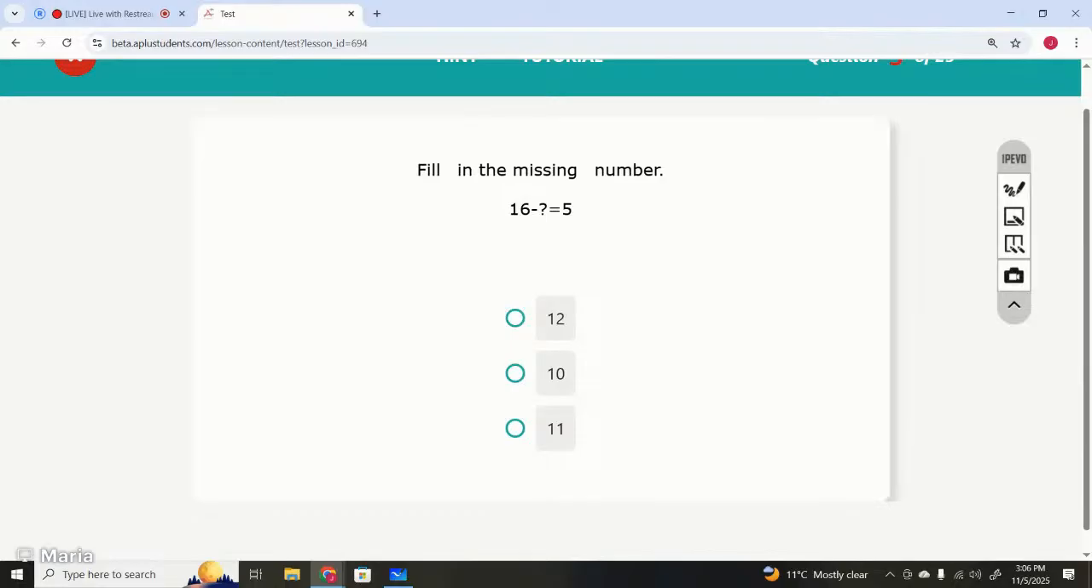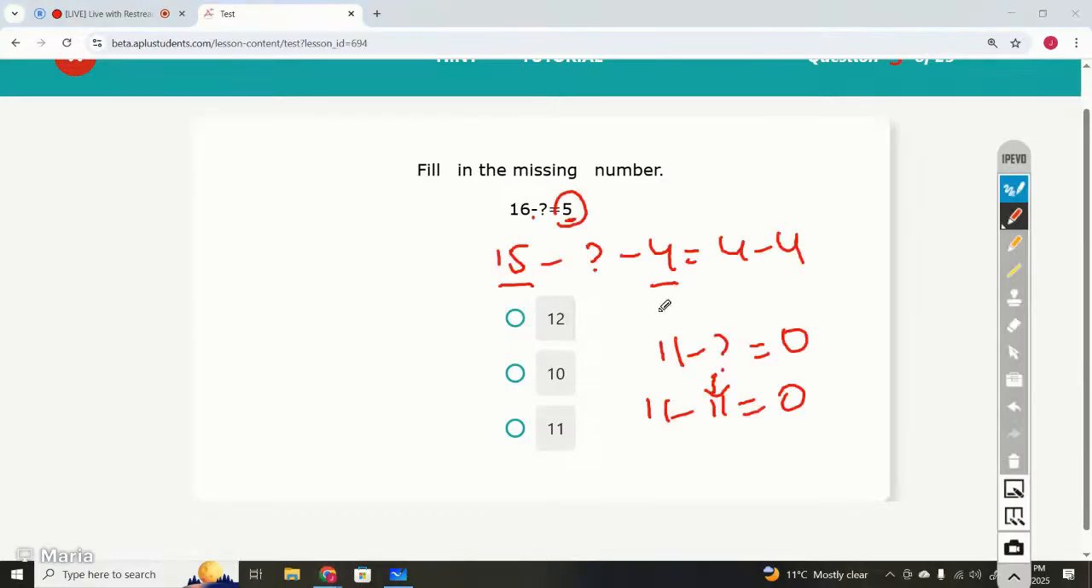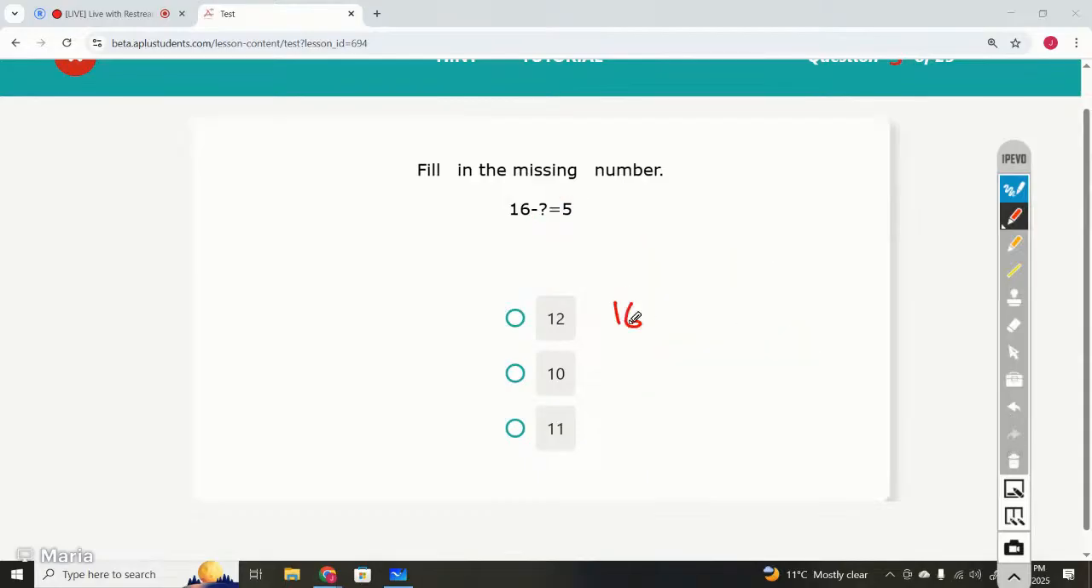Fill in the missing number. 16 minus the missing number equals 5. So start with the options. Start with the first one. 16 minus 12, right? So let's just subtract. 12, 13, 14, 15, 16. So 16 minus 12 is 4. That isn't the correct option.